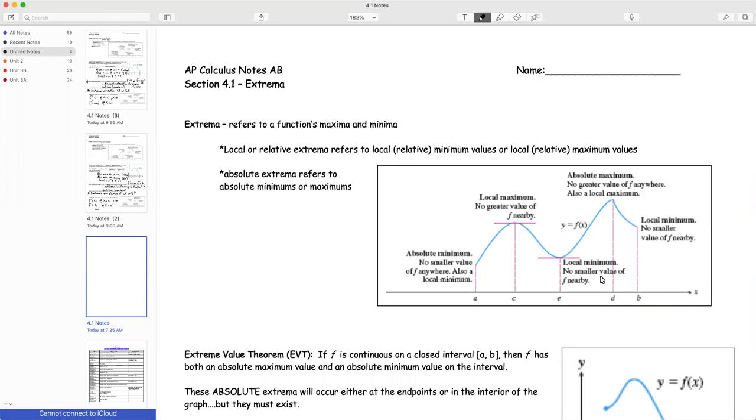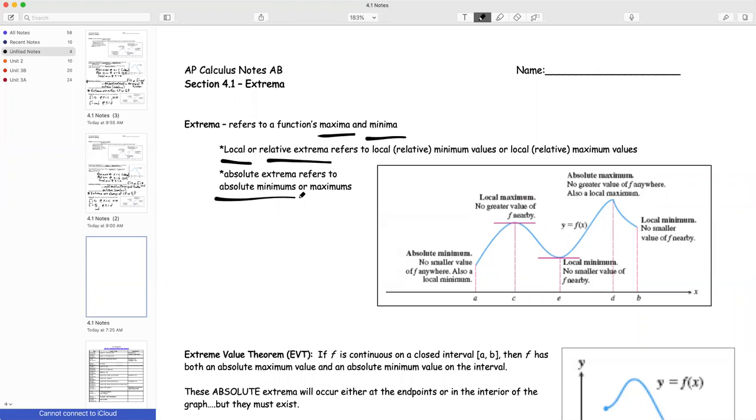Extrema refers to the function's maxima or minima. There are two different types, really. We have local or relative extrema, which refers to the local relative minimum values or local relative maximum values. And then we have the absolute. The absolute max is the highest point of the function. The absolute min is the lowest point of the function.